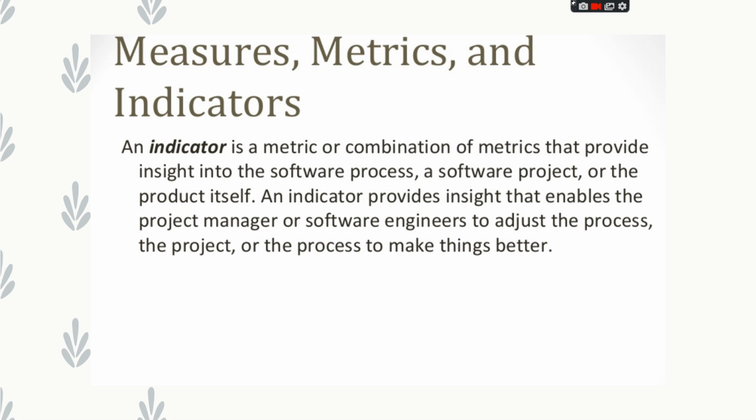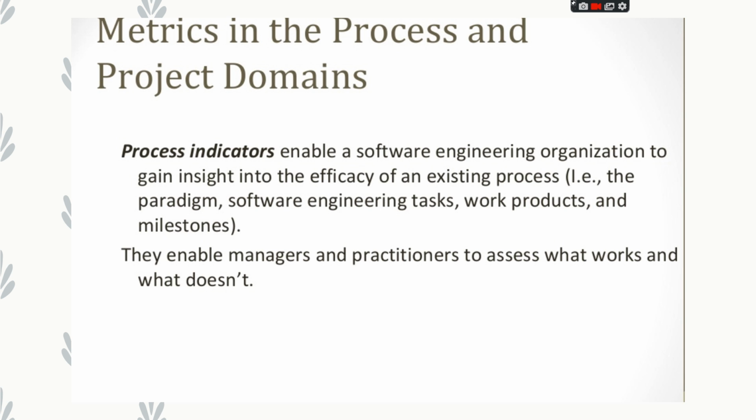And what is an indicator? An indicator is a metric or a combination of metrics that provides insight into a software process, a software project or the product itself. An indicator acts as an insight that enables the project manager or the software engineers to adjust the process and the project to make things much better.